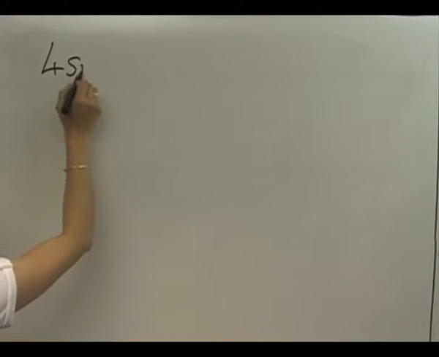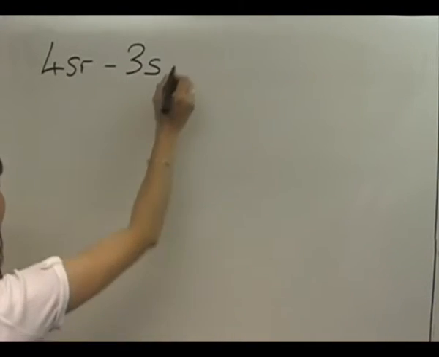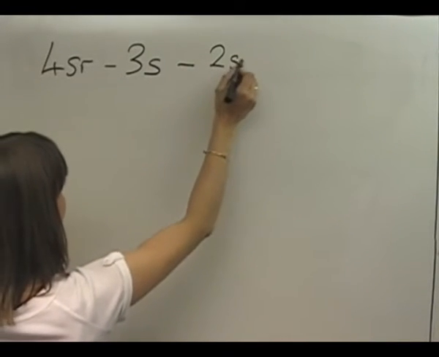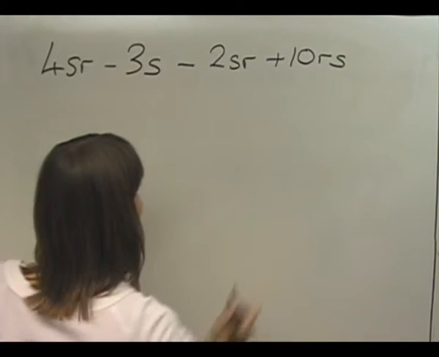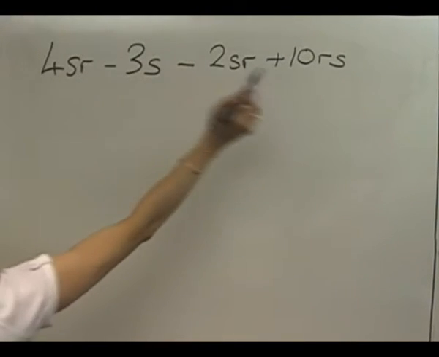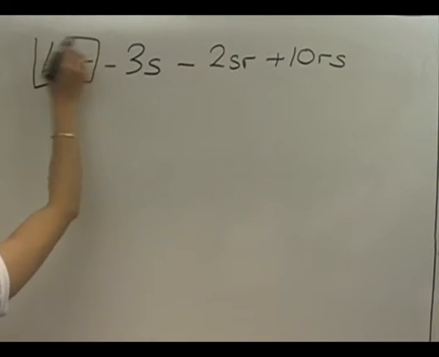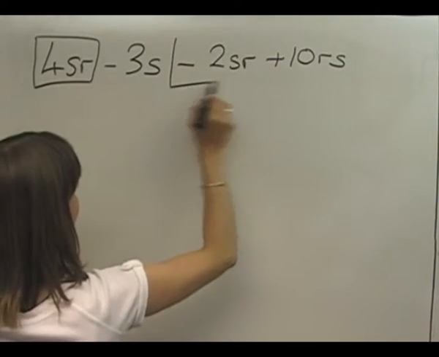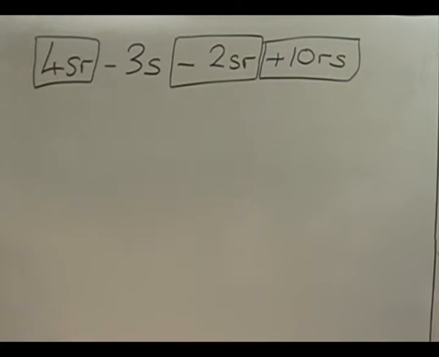4sr, take away 3s, take away 2sr, add 10rs. Now, this is the most common source of problems with questions like this, because s multiplied by r is the same thing as r multiplied by s. So when we put boxes around them, we're going to put a box around 4sr, take away 2sr, and add 10rs, because they all have the same sr or rs in them.